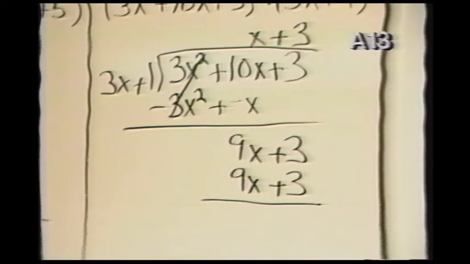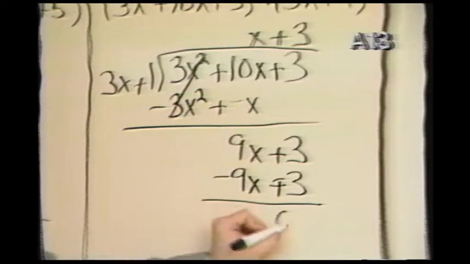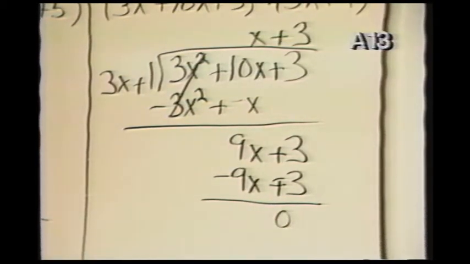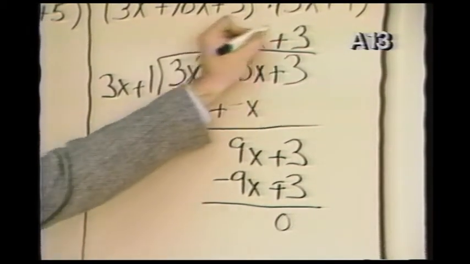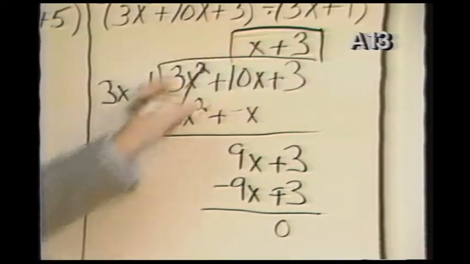Draw the line, change the sign, and add. That gives me a remainder of 0. And so my answer is x plus 3.